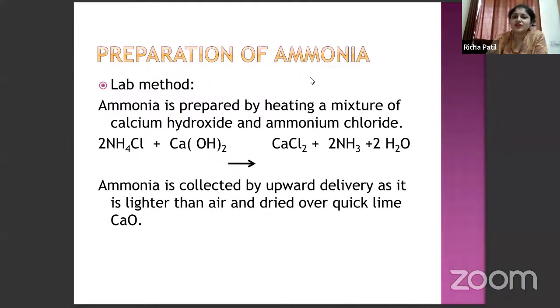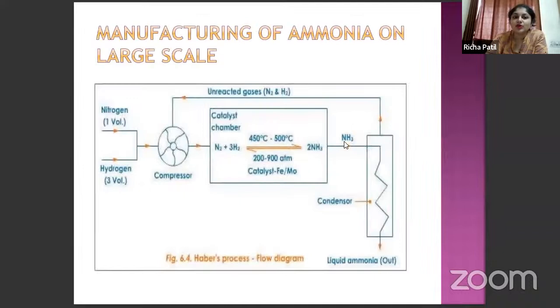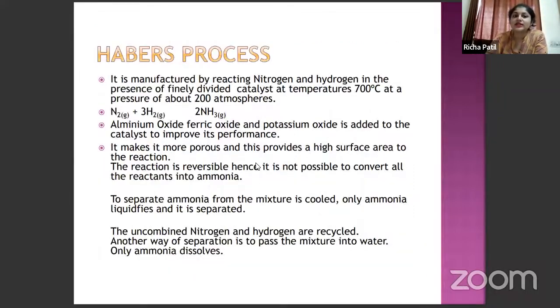So preparation of ammonia. Ammonia is prepared by heating a mixture of calcium hydroxide and ammonium chloride. So this is a reaction. One more important method of preparation of ammonia on a large scale is Haber's process. So what is Haber's process?